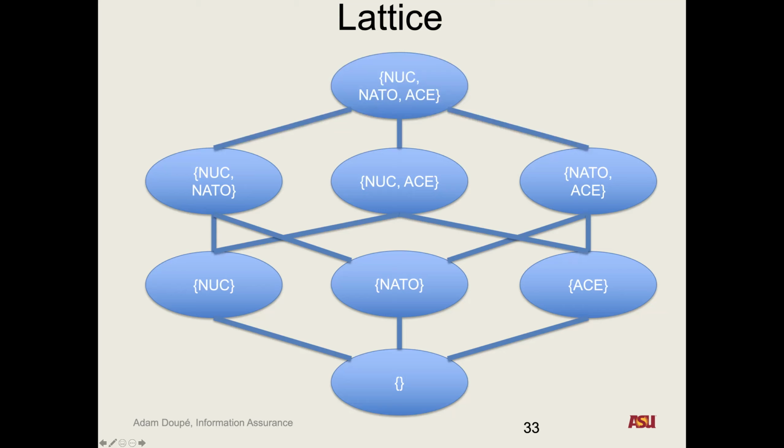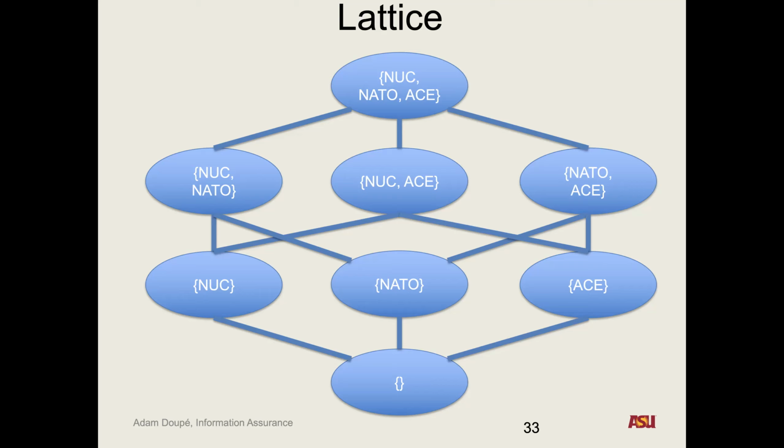So what does this mean if the general is at top secret, the object is at top secret, and the general has nuclear and NATO and wants to read a document that is NATO and ACE? Yeah, so no, nobody can do that. Even though you have NATO, you don't have ACE and you can't get access to that ACE information.